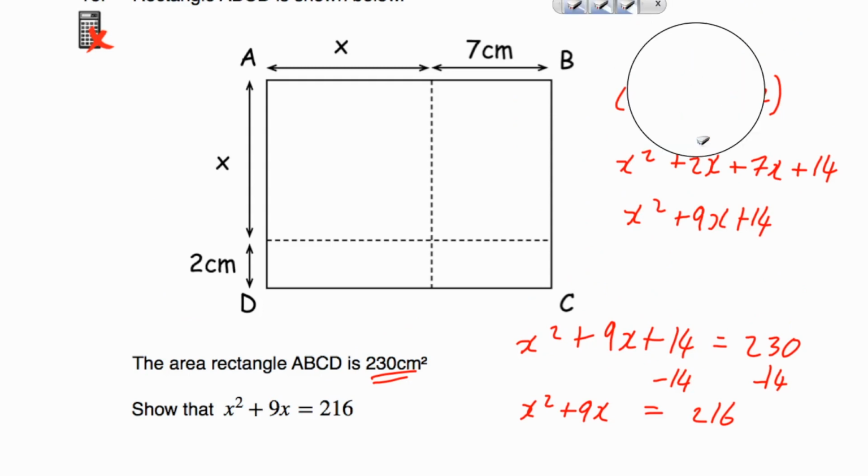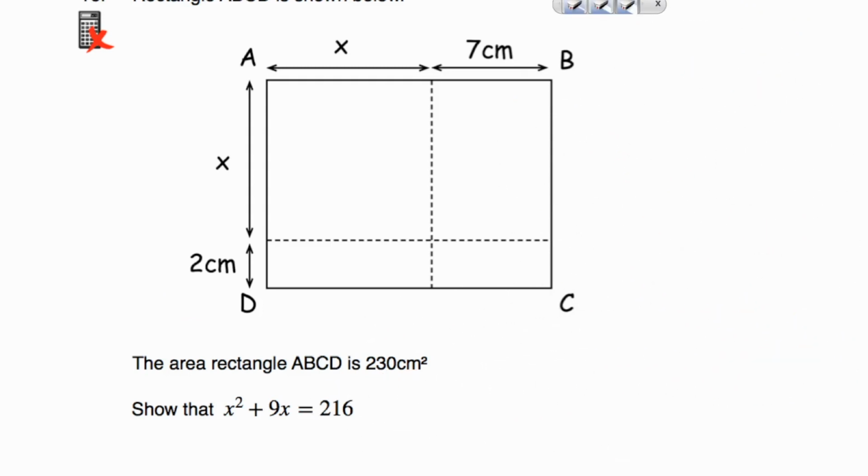Now there's another way to do this question. If we have a look at our shape, it is actually divided into x plus 7 and x plus 2. So we know the area is equal to 230. So if we multiply and find the area of each one of these four regions, we can then put that equal to 230. So for this region, it has a length of x and a width of x, so it's a square. x times x is x squared. This region has a length of x and a width of 7, so x times 7 is 7x. This region here has a length of x and a width of 2, so x times 2 is 2x. And finally, this region has a length of 7 and a width of 2, so 7 times 2 is 14.